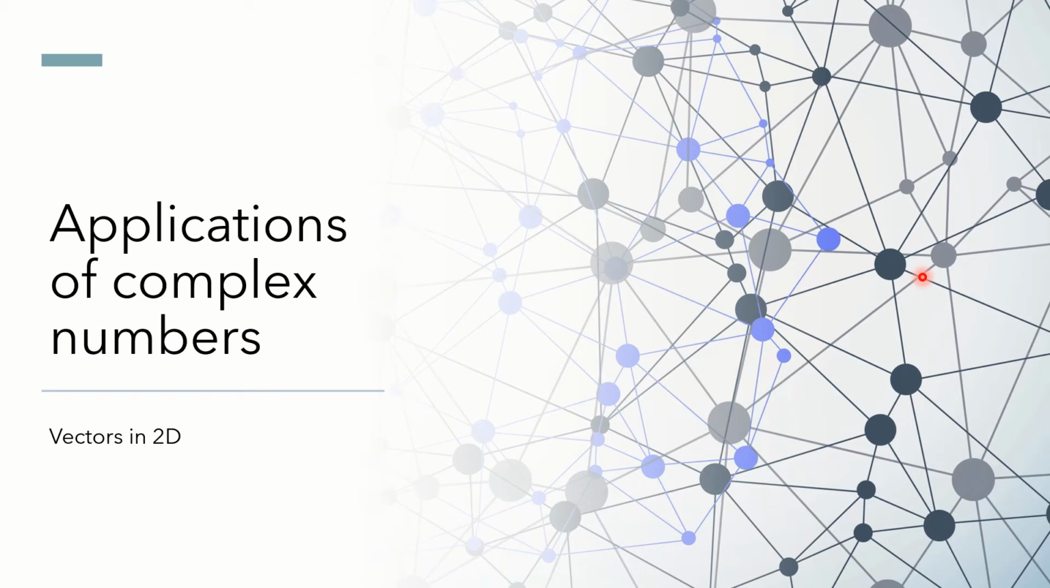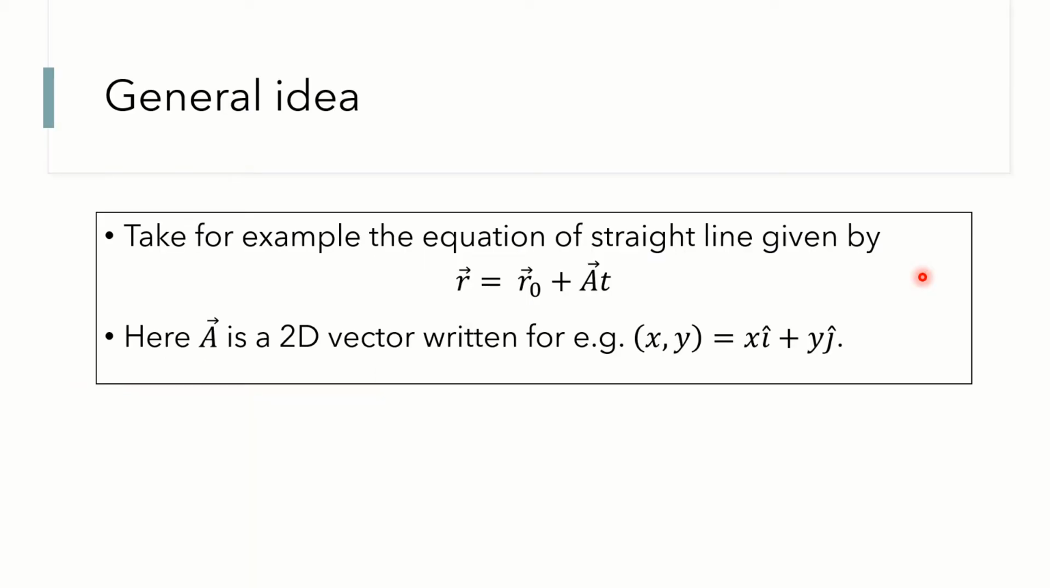Today we are going to look at the applications of complex numbers in the case of two-dimensional vectors. So let's look at the general idea of how to do this vector analysis in complex number form. The general idea is very simple.